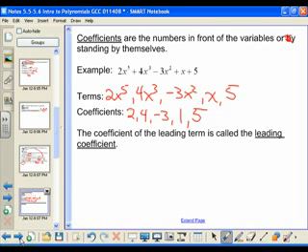So the coefficients are the numbers in front. Don't forget, if it's just a letter, that's 1x. When we subtract, it's a negative. All right, these are very common mistakes. Don't get caught on that.